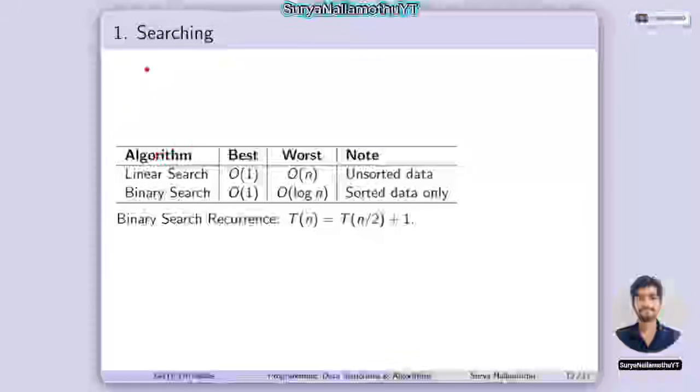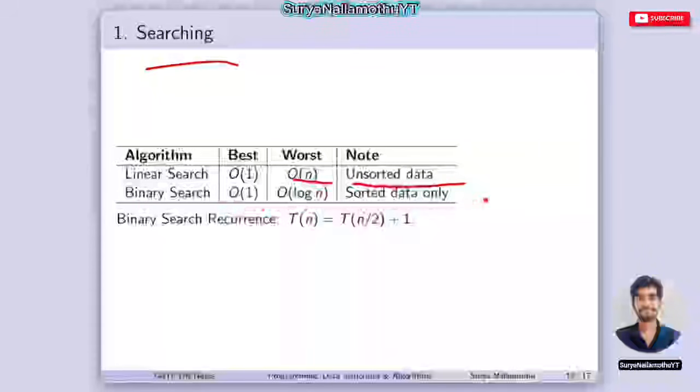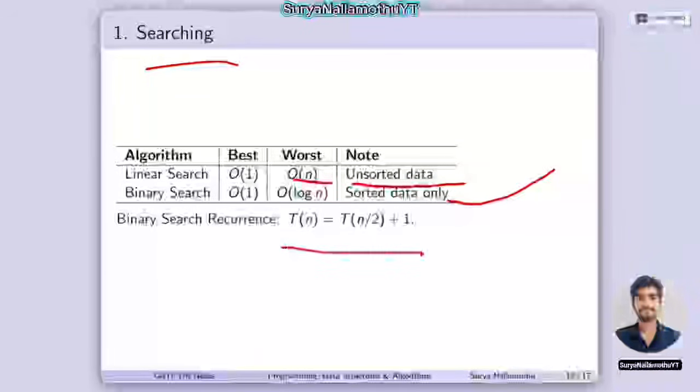And these are the searching algorithms. We know linear search and binary search. The best case is O(1) for both linear and binary, and the worst case for linear search is O(n). Linear search is used for unsorted data, and binary search is used for sorted data only. Here is the search recurrence formula: T(n) = T(n/2) + 1.